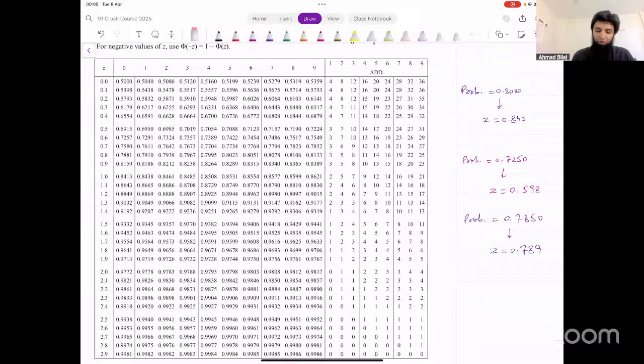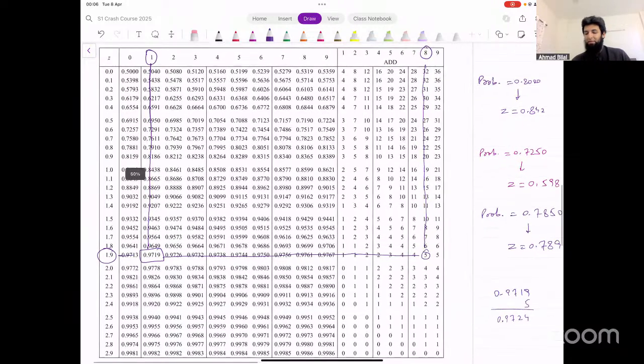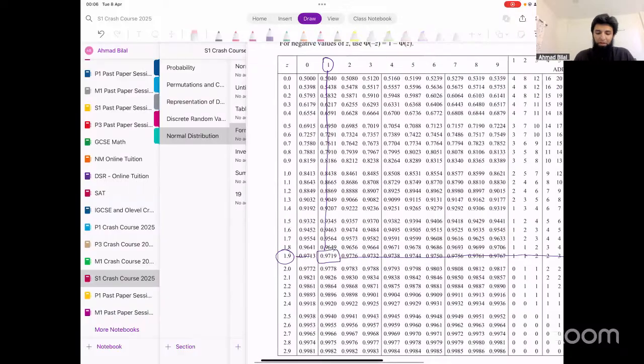Okay, 1.918. 1.9 is here. 1 is here. And 8 is here. We're looking for probability corresponding to this. We've got this number first of all, 0.9719. And then we add to that 5. We add 5 at the end in the last digit. And that gives us 0.9724. Okay, that's the probability that we have found from the table.